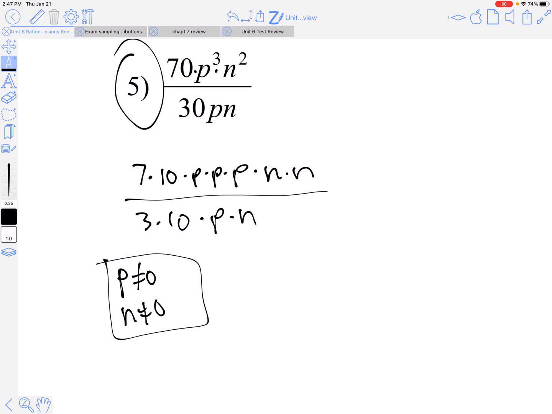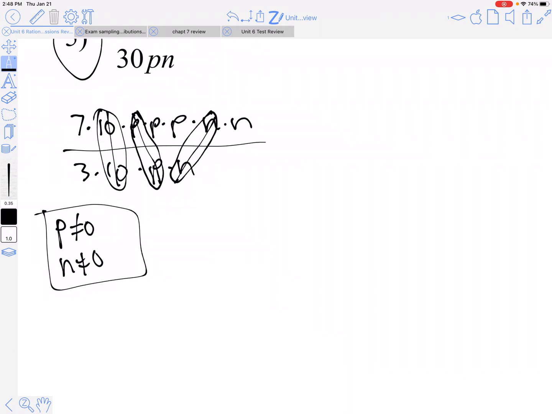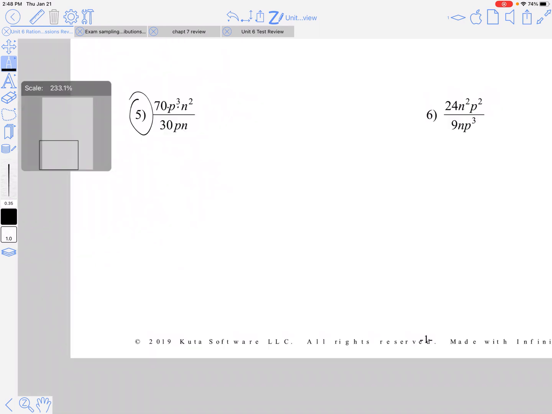And now we think, what can divide out? Because it is held together by multiplication, we can now do division. So 10 divided by 10 goes to 1. And then 1 times 7, 1 times 3, it stays the same, right? P divided by p goes to 1, keeps the rest of the problem the same. N divided by n goes to 1. So the simplified version is 7 over 3, and then I still have p squared n in the numerator. So that's my simplified fraction.